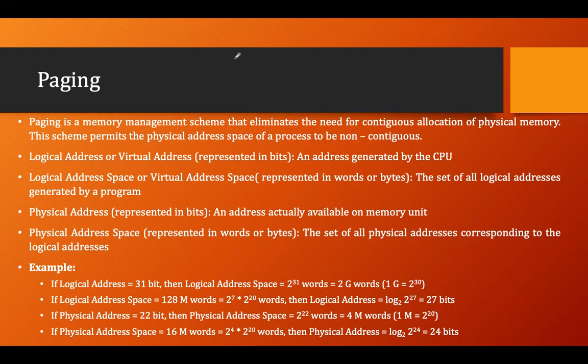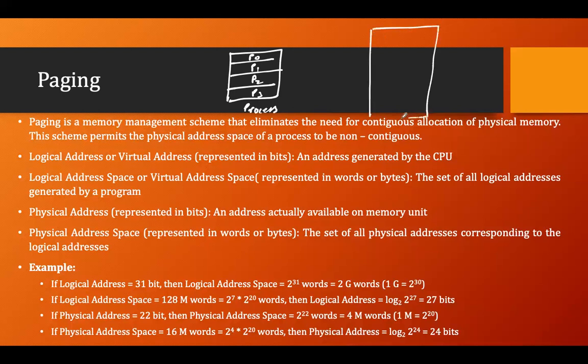So what happens here is, let's say we have a process, and the process is divided into four parts. Let's say P0, P1, P2, and P3. Let's say this is the process. That process will be allocated into the main memory based on the pages that it has.